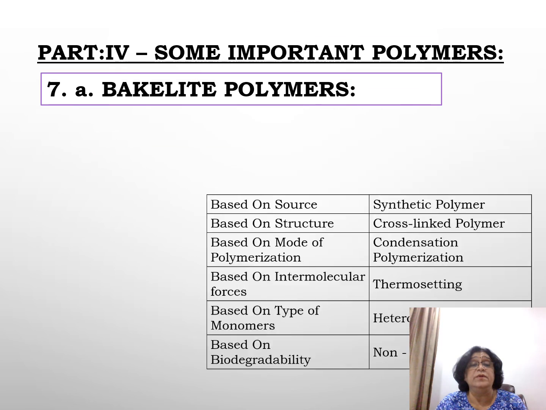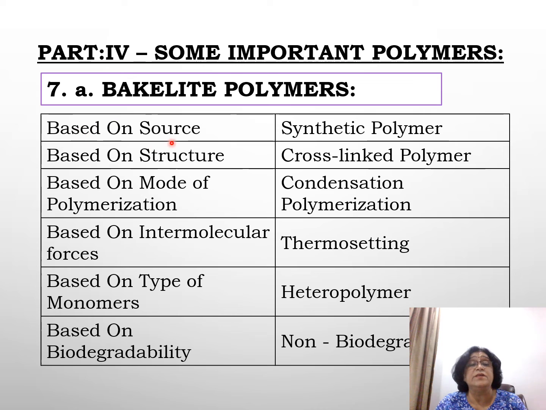Now, Bakelite polymers, how do you categorize them? Based on source, they are synthetic polymers. Based on structure, they are cross-linked polymers. Based on mode of polymerization, they are prepared by condensation polymerization. Based on intermolecular forces, they are thermosetting type. Based on type of monomers, they are heteropolymers. And based on biodegradability, they are non-biodegradable.